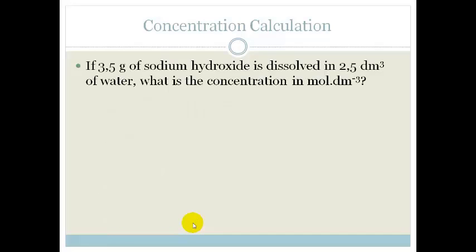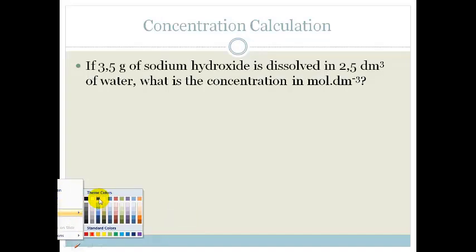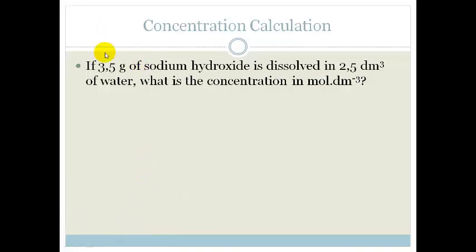So let's look at an example. In this example, we're going to be trying to find the concentration if we take 3.5 grams of sodium hydroxide and it's dissolved in 2.5 decimeters cubed of water. So we've got 3.5 grams of sodium hydroxide dissolved in 2.5 decimeters cubed of water.